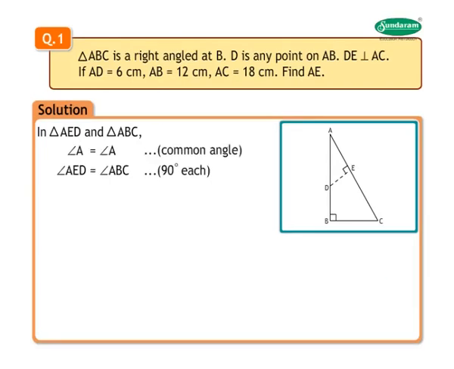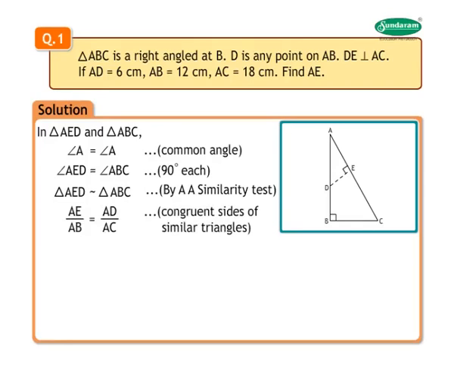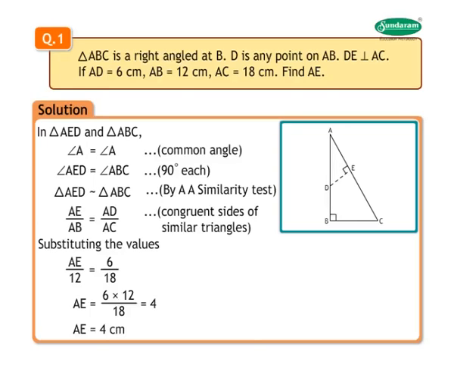Solution. In triangle AED and triangle ABC, angle A is a common angle. Angle AED is equal to angle ABC as both are 90 degrees. Therefore, by AA test of similarity, triangle AED is similar to triangle ABC. Now, AE upon AB is equal to AD upon AC as they are corresponding sides of similar triangles. By substituting the values, we get AE upon 12 is equal to 6 upon 18. Therefore, AE is equal to 6 into 12 upon 18, which is equal to 4. Thus, AE is equal to 4 centimeters.